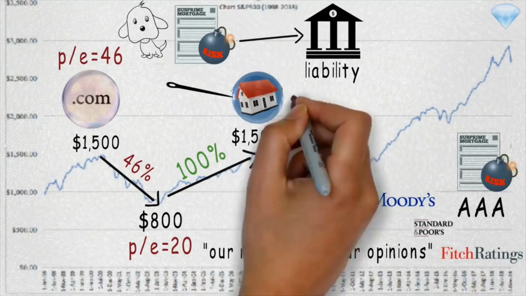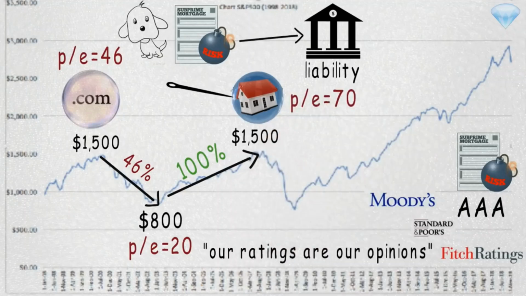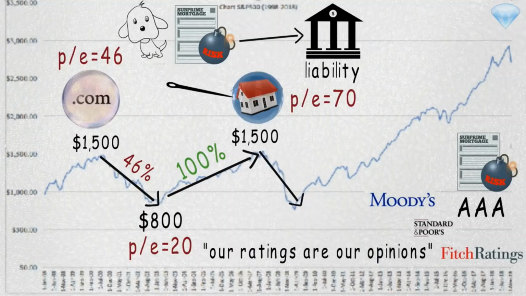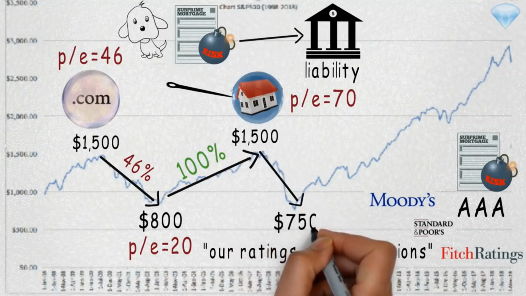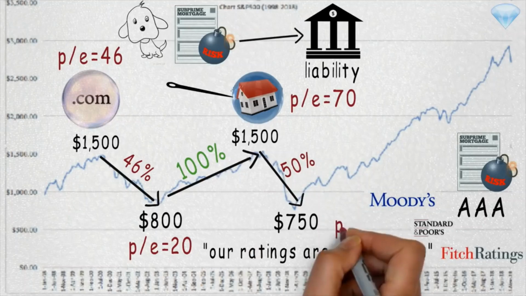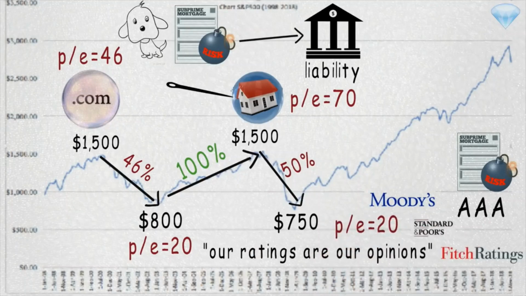The PE ratio was at a staggeringly high level. It was more than 70. Are you freaking kidding me? Was this even possible? And of course, the stock market crashed. It dropped from $1,500 all the way to $750. That would be a 50% drop. The PE ratio dropped as well, to the 20s.